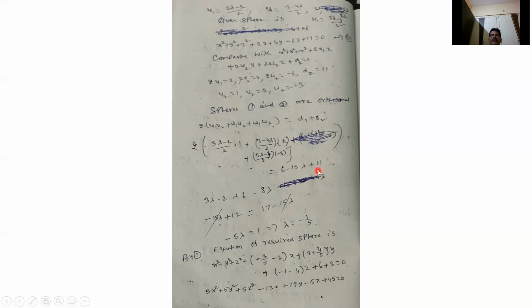Here 2 will be cancelled. We get 3 minus lambda, and 2 will be cancelled. 3 into 2 is 6 minus 2 into 4 lambda, minus 8 lambda, and 2 will be cancelled. And we get 5 lambda minus 4 into minus 3, minus 15 lambda plus 12. On the right side, 6 plus 11, 17 minus 15 lambda. So 15 lambda will be cancelled.